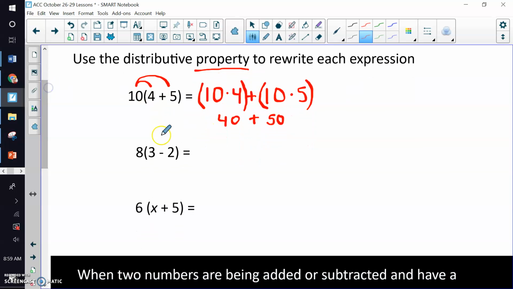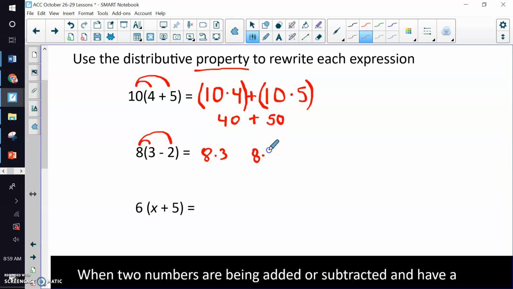So if we used it with a subtraction problem, we would simply say 8 times 3. So we're multiplying 8 times 3. You can use the x, or you can use parentheses to show multiplication. 8 times 3, and also 8 times 2.